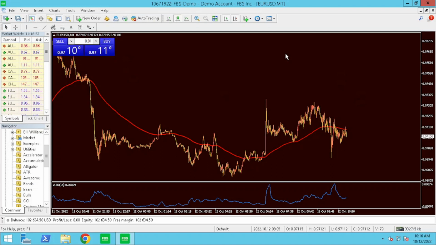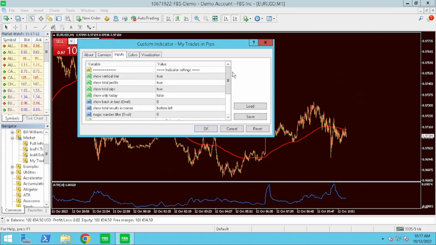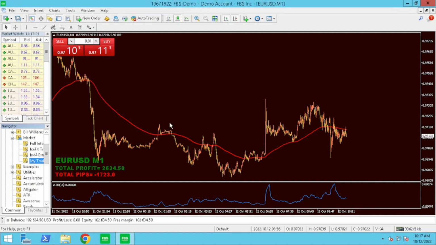mytrades in pips is a trading tool that displays all trades and deals in the chart with the symbol it is attached to. It also prints the number of pips in profit or loss. To attach this trading tool, simply drag it to the chart. You do have different options available under the Inputs tab. However, let's keep it on default and take a closer look.